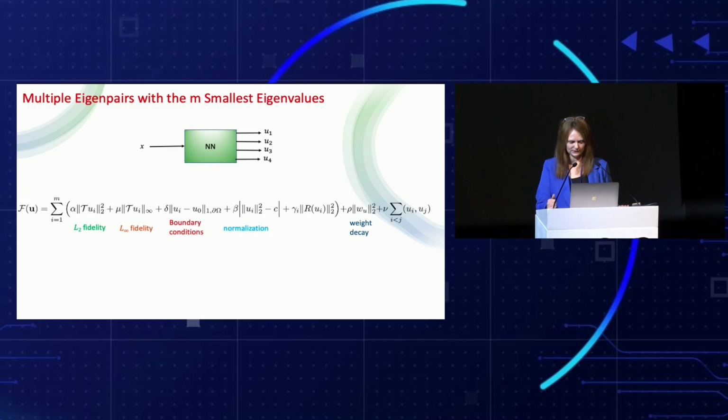Okay, the next one is a more challenging task, when we want multiple eigenpairs, the m smallest eigenvalues. For this, the output of the network is the set of the eigenfunctions that we want. So again, we have the basic loss function that we had before, but we have the sum over m, over all the eigenfunctions that we want. We have the L2 norm of the Rayleigh quotient. I will not get into all the details here. And the last thing is that we impose orthogonality. Because we know that the eigenfunctions are orthogonal, we can impose it in the loss function.